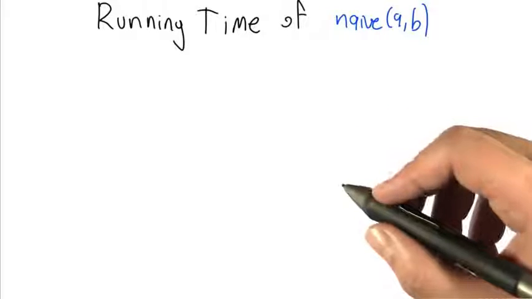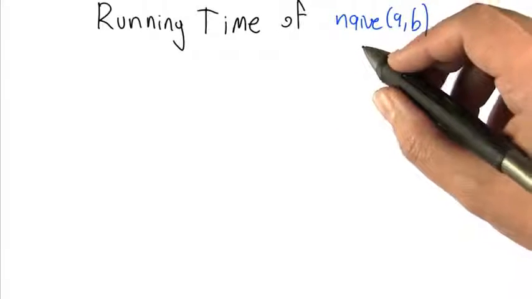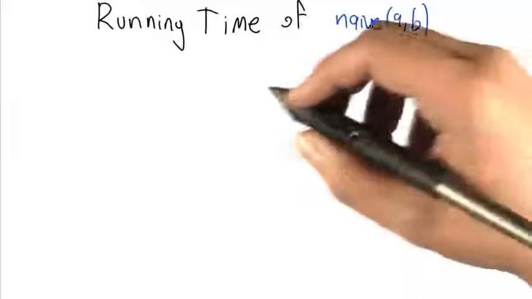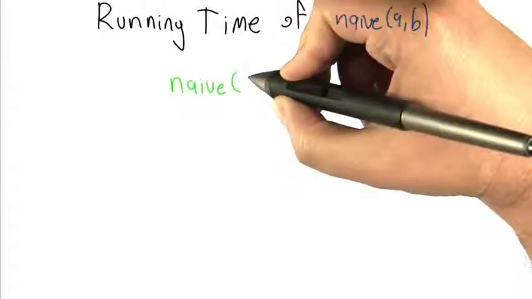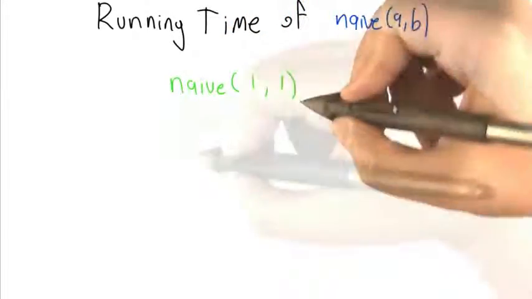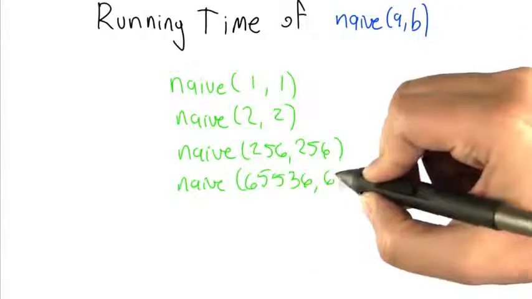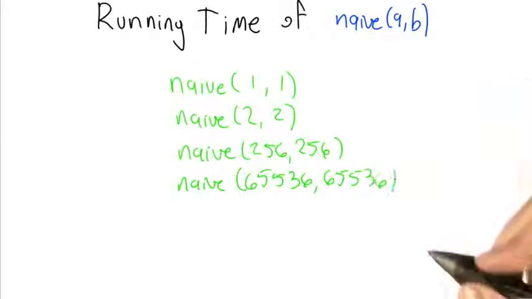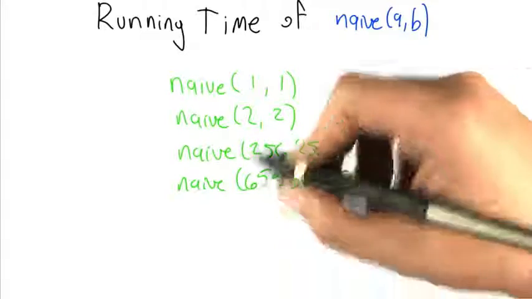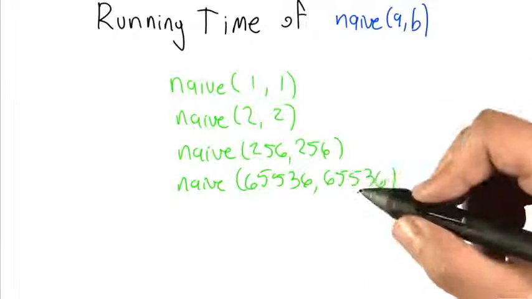All right, what I'd like you to think about is how long does it take for naive AB to execute as we look at larger and larger inputs. So these should be really fast. This should still be pretty fast. As we give it larger and larger powers of 2, you should notice that it's going to take longer and longer for this multiplication to actually execute.